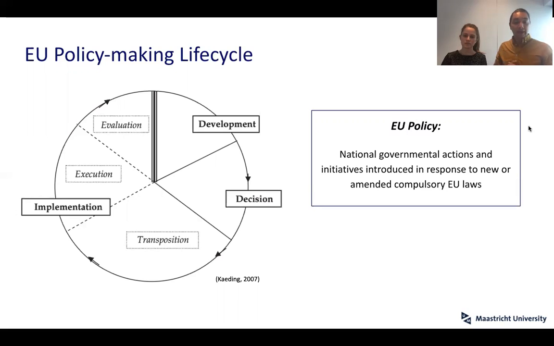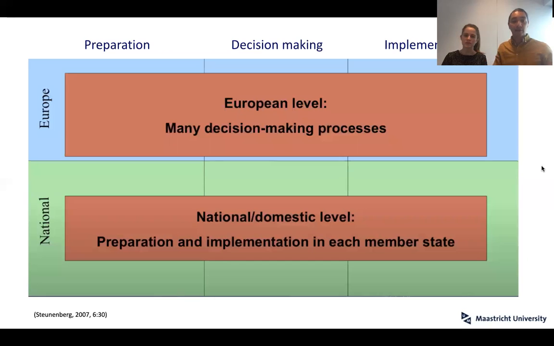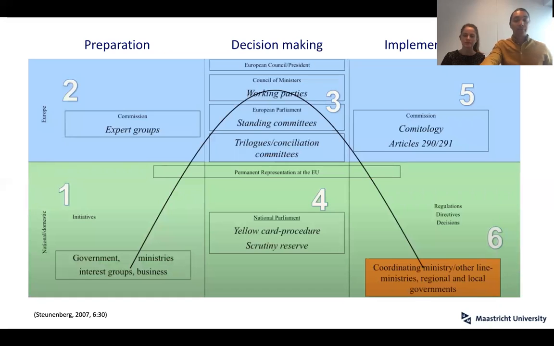We see that Keating proposes in 2007 how the EU life cycle looks like. It starts from the development, it goes to the general decision, it's been transposed and therefore implemented and ideally evaluated. This cycle we can see in three axes. It goes firstly in preparation, it goes into a decision-making process and is implemented into different levels at the EU level and a national level.